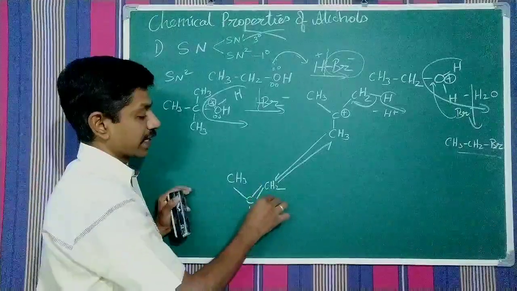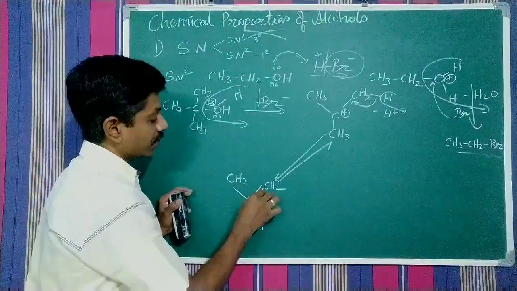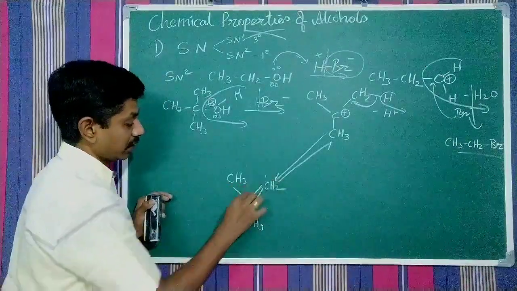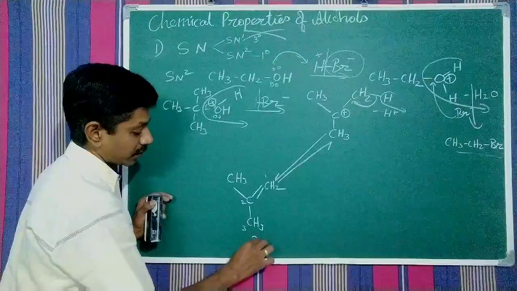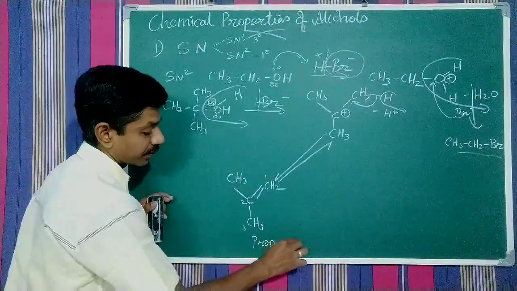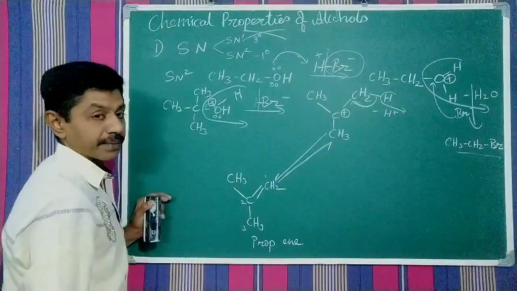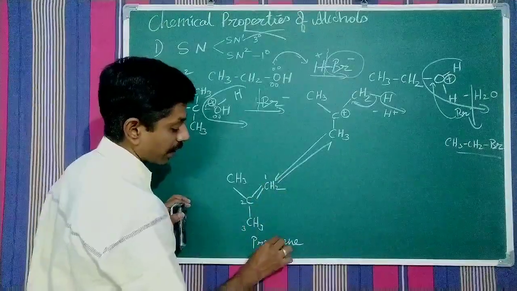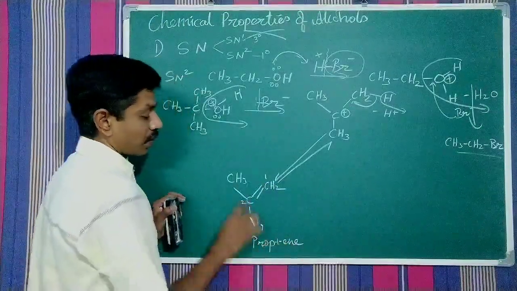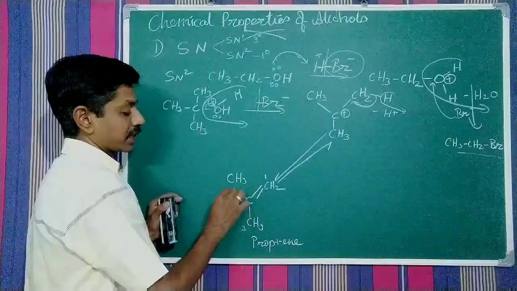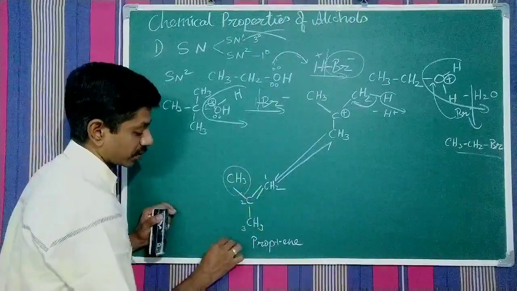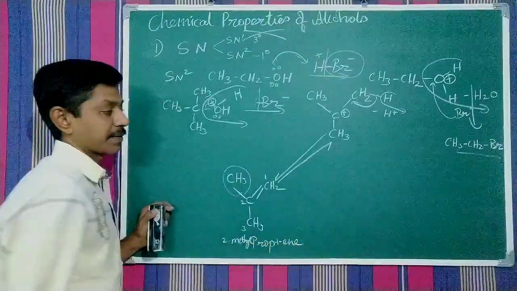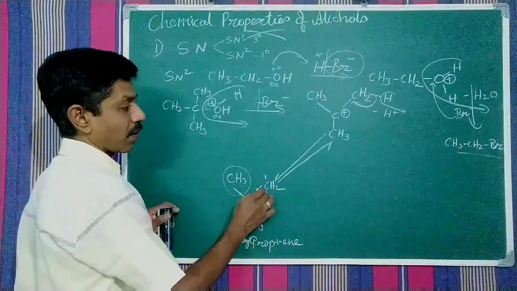The name of the compound is isobutylene. This isobutylene can be written in IUPAC. Look at that here, 1, 2. So we have to add ene. And the position of the double bond is 1, so I am adding prop-1-ene. And the methyl group is at the second position, so we have to include a prefix: 2-methylpropene. This is the compound.